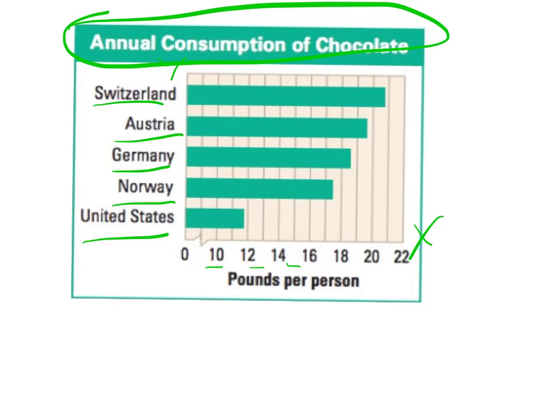We see 10, 12, 14, 16, 18, 20, 22. But right here there is a skip between 0 and 10. That is our misleading area. Because if we drew it all out like 1, 2, 3, 4, 5, the bar graph would stretch much longer and it would just be harder to read. So that is how our bar graph can be misleading.